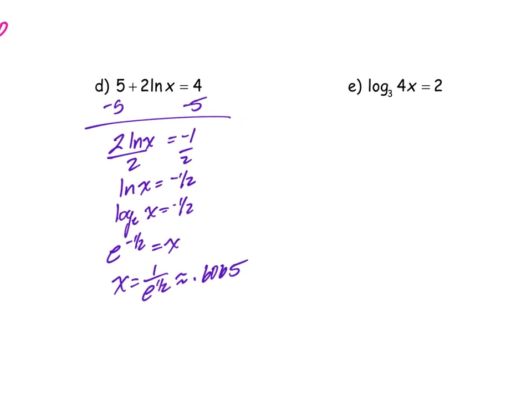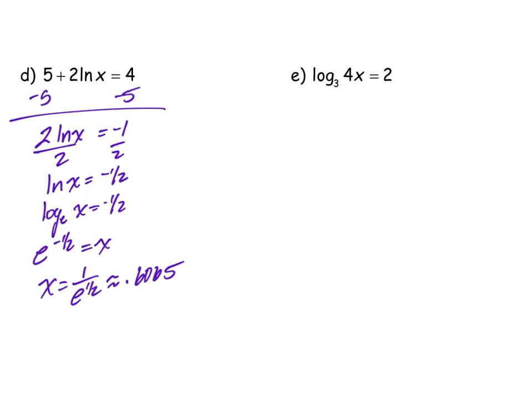Okay, and then E, everything's by itself. Okay, so 3 squared equals 4x. Divide by 4, x equals 9/4. Beautiful.